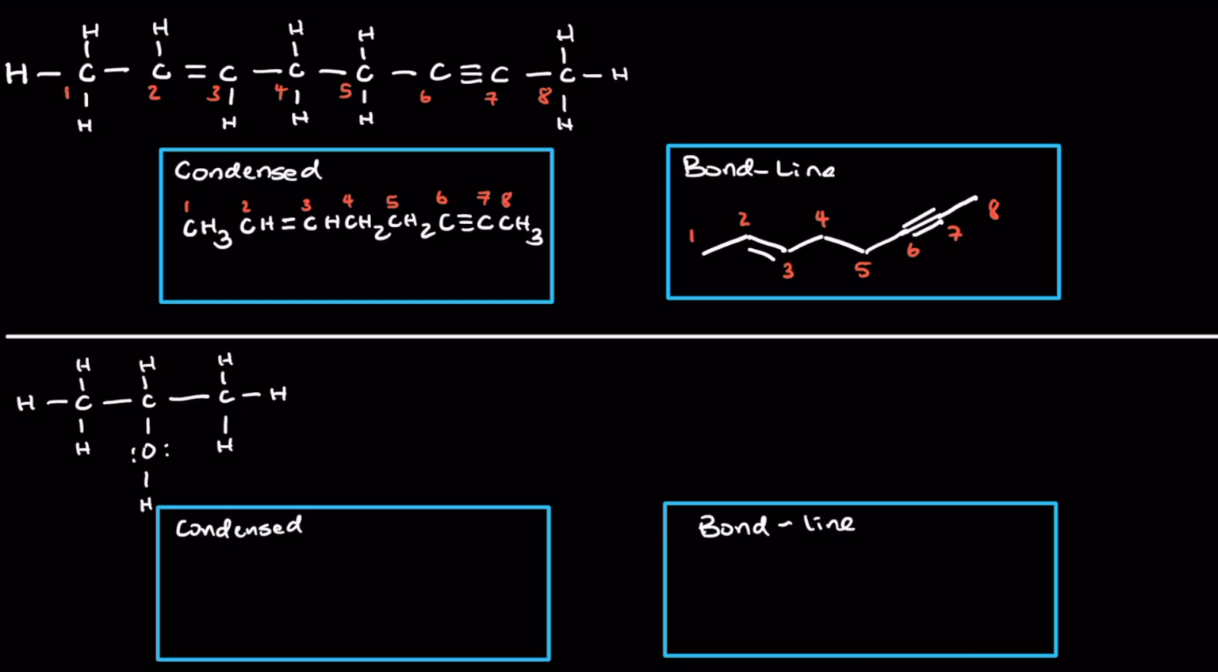Okay, so now let's look at the third example. So this time we have a different atom in this molecule. We have an oxygen as opposed to all carbons and hydrogens. And so we're going to see how that plays out in the condensed and bond line structures. Okay, so for a condensed formula, there are actually several ways you can draw a condensed formula. So I'm just going to show you two of them, just so you can see how they can all be drawn and they will all be correct.